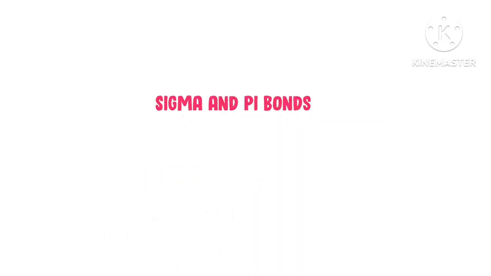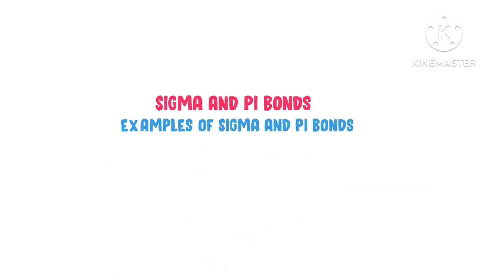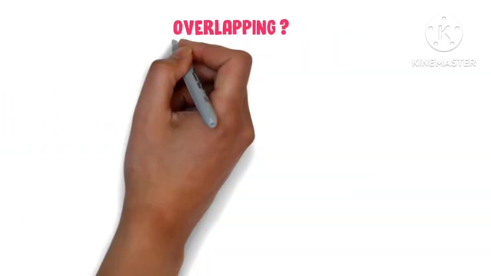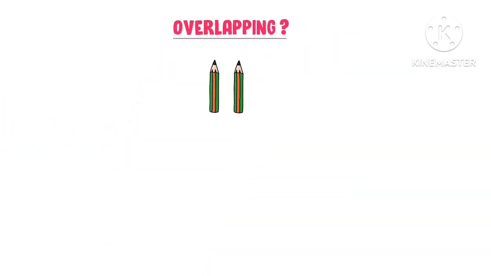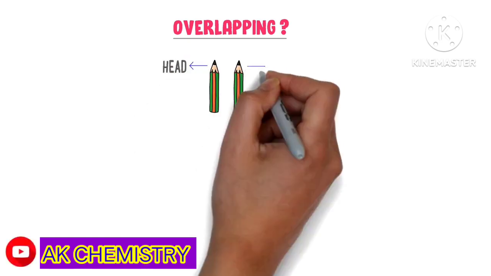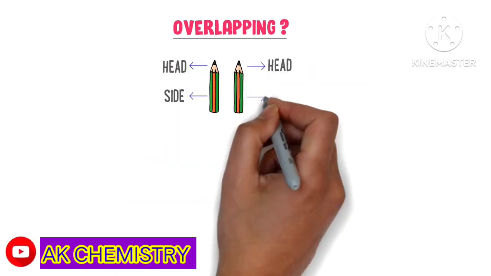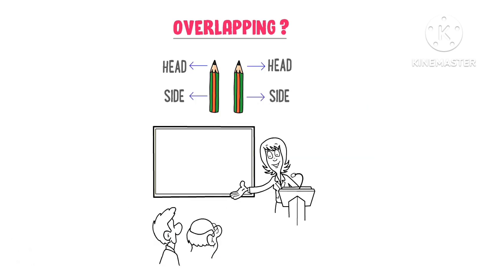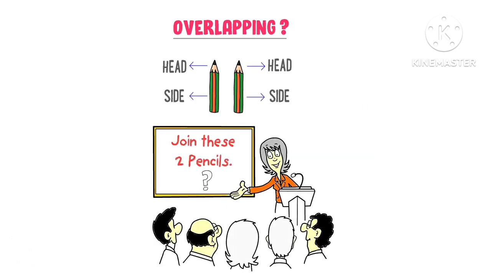Sigma and pi bonds, examples of sigma and pi bonds, and how to find sigma and pi bonds. Firstly, let me teach you the concept of overlapping. Consider these two pencils. We know that this is the head of a pencil and this is the side of a pencil. Now I am interested to join these two pencils together.